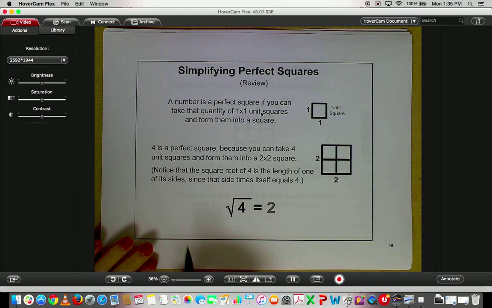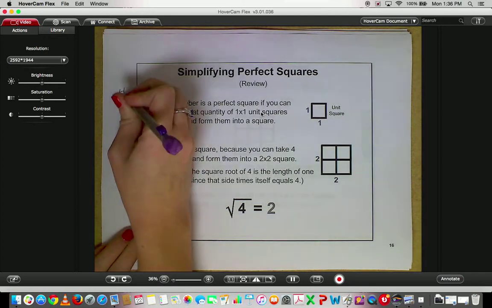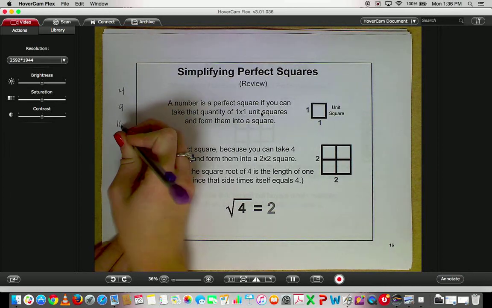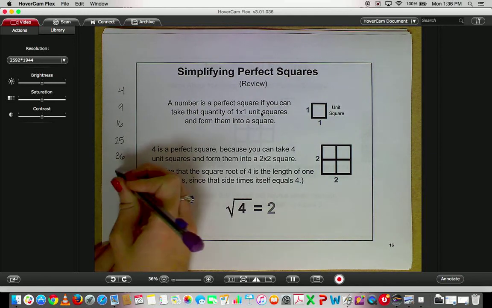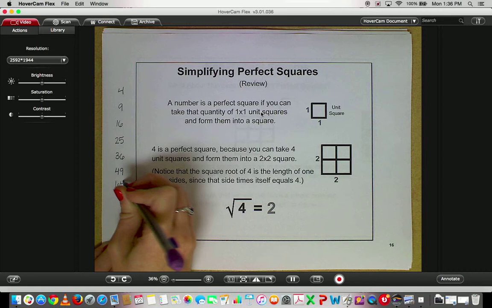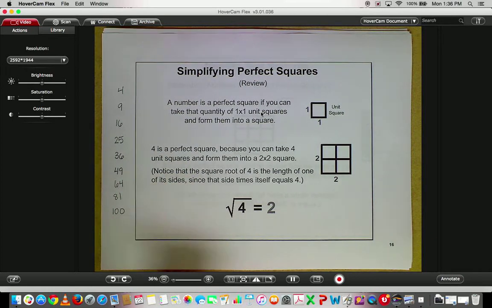So starting with the smallest perfect square, we have 4, 9, 16, 25, 36, 49, and then 64, 81, and 100. So I want you to write that down somewhere on your paper while I finish talking about this.